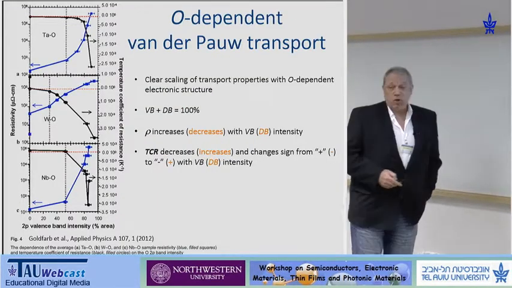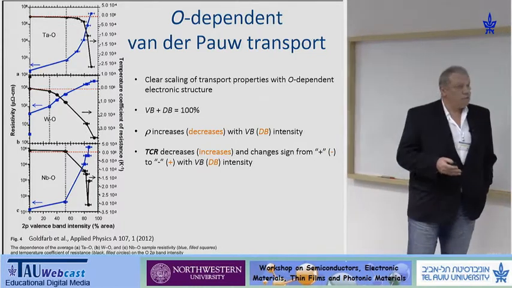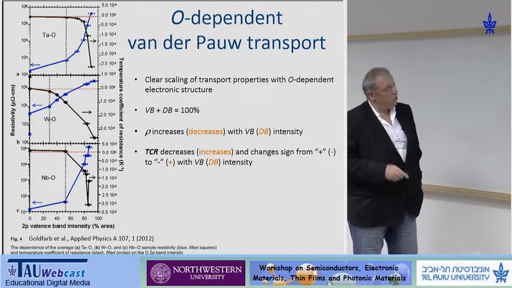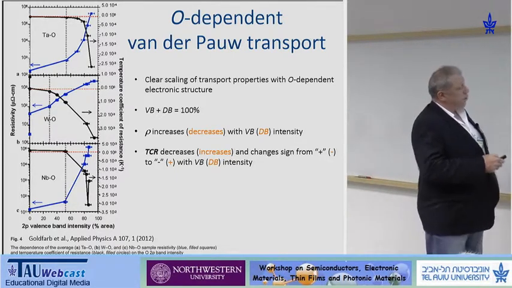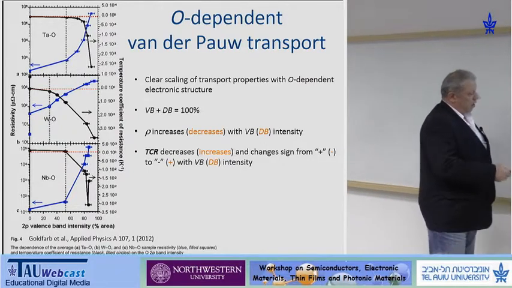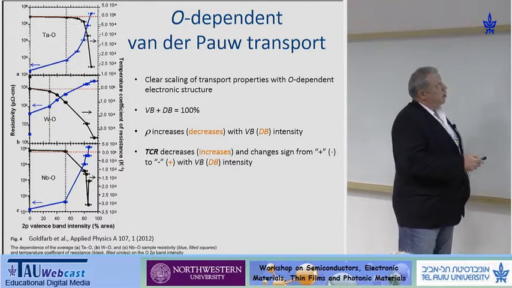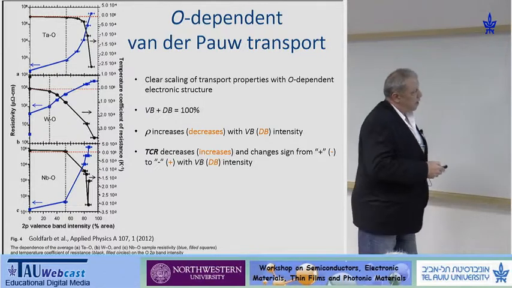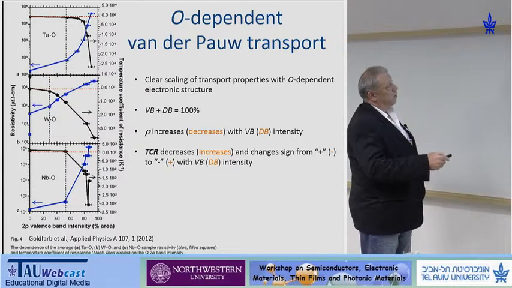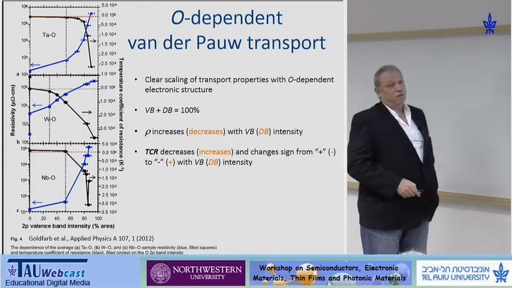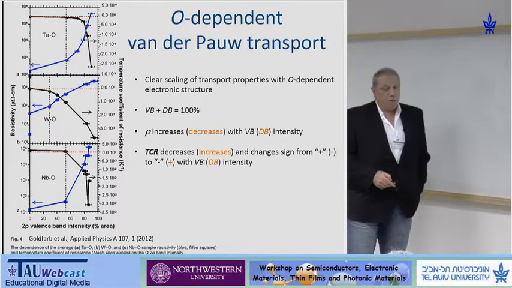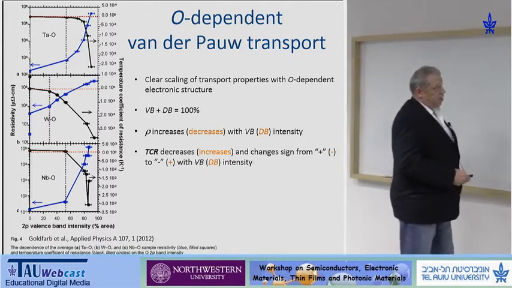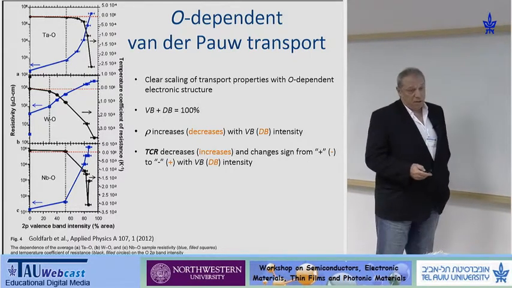And now, if we do temperature-dependent transport, for that we have to take the sample out and put it in the probe station and measure temperature-dependent resistance. And we see that as we put more and more oxygen in the film, and the valence band grows, we can scale the transport with the valence band, for example. And we can see that the resistivity grows and the temperature coefficient of resistance decreases. Now, of course, we know that metals have a positive temperature coefficient of resistance, and semiconductors and insulators have a negative temperature coefficient.